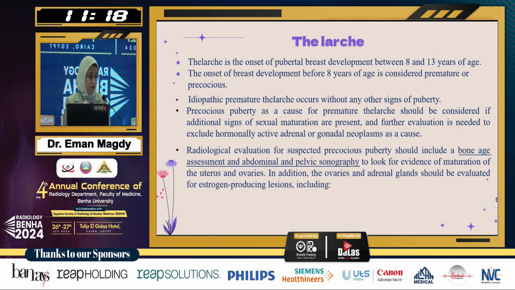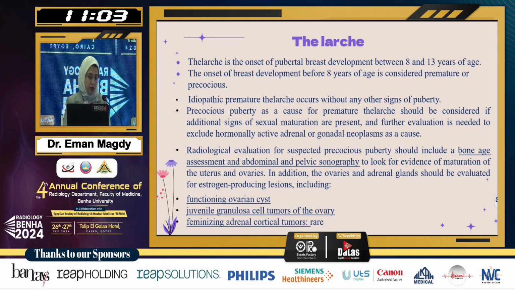Radiological evaluation for suspected precocious puberty should include bone age assessment and abdominal and pelvic sonography to look for evidence of maturation of the uterus and the ovaries. In addition, the ovaries and adrenal glands should be evaluated for estrogen-producing lesions, including functional ovarian cyst, juvenile granulosa cell tumor of the ovary, and feminizing adrenal cortical tumor.